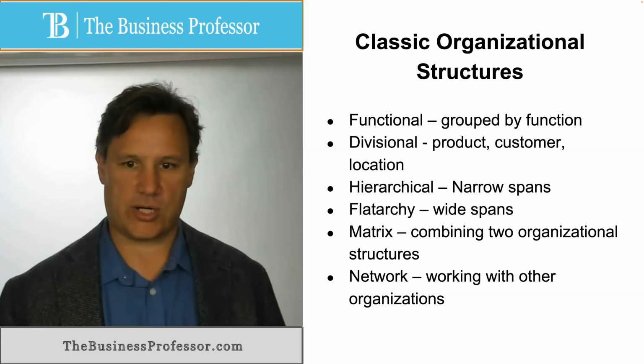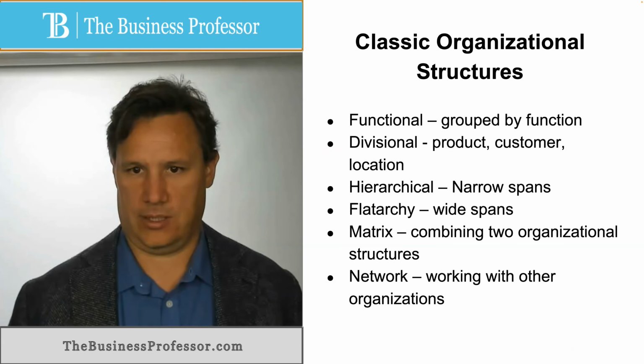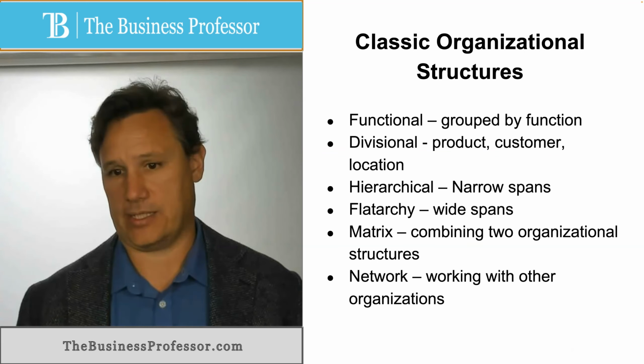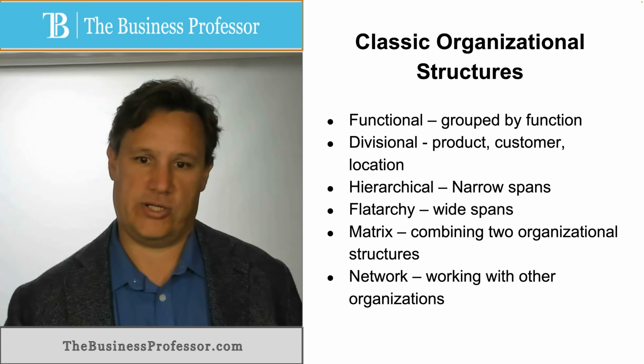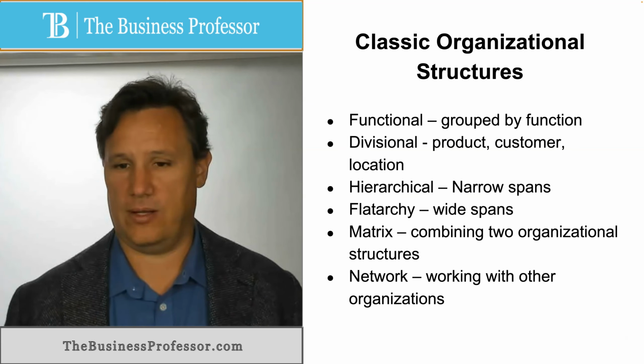Next up, we have the matrix structure, which is going to be combining two organizational structures, such as a functional with a product divisional, or product and customer divisional might get combined. The idea is that you're trying to get the strengths of all those different ways of structuring organizations and none of the weaknesses that come along with them. And then finally, we have a networking organizational structure. This is basically just working with other organizations in order to accomplish a goal. And so these various organizations sort of merge together on paper to solve bigger problems.